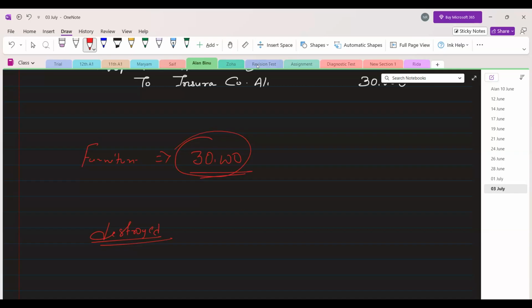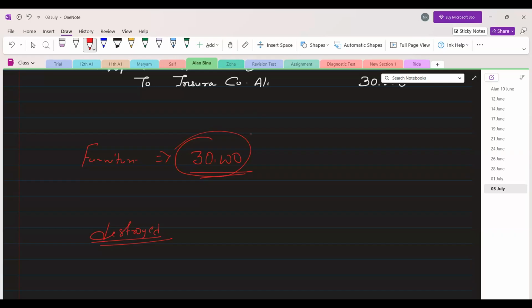Sir, but if there is an insurance company, then I mean, if there's insurance company, you understand a little bit of Hindi? No, sir. Okay. Leave it then.